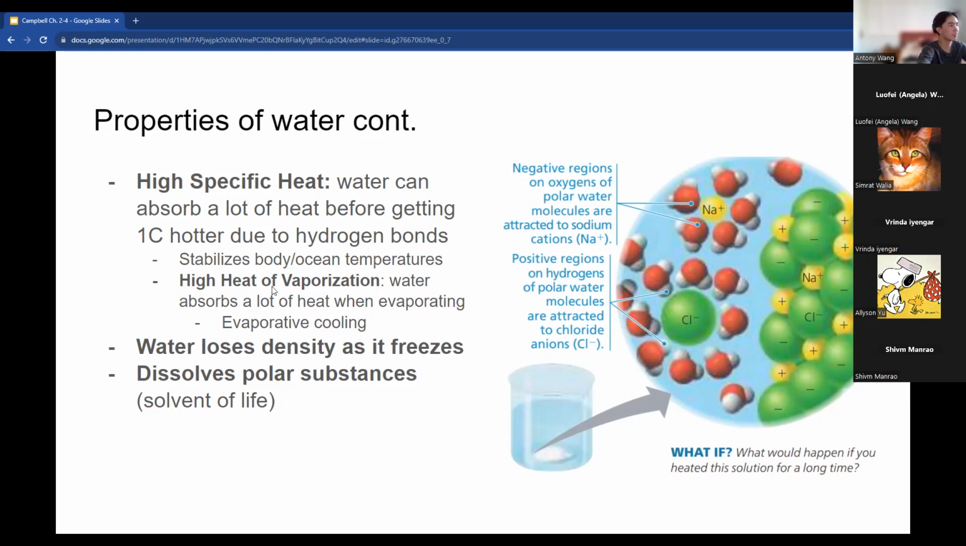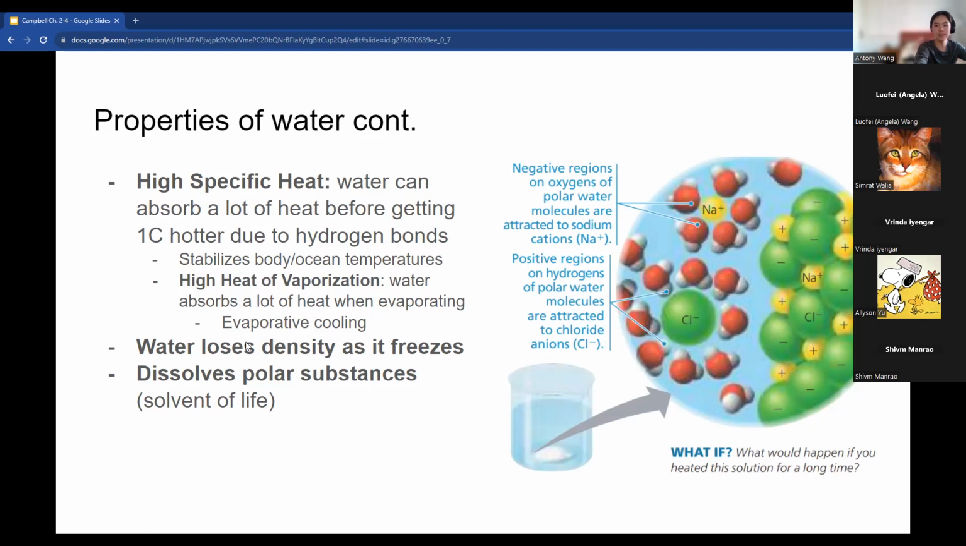Okay, back to this. For the same reason that water has high specific heat, it also has high heat of vaporization. This specific heat is very useful to stabilize the temperatures of different bodies of water. Like around the coastline, it's usually a lot cooler than if you go further inland, and that's because the ocean is absorbing the heat.